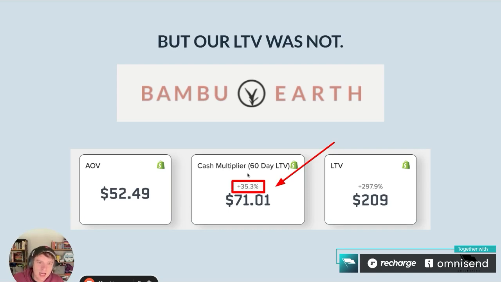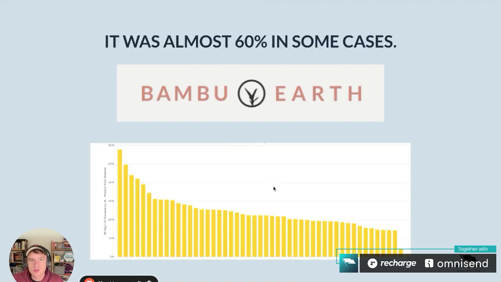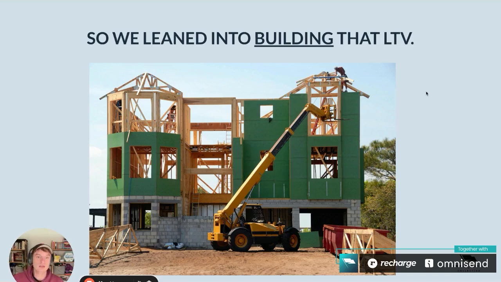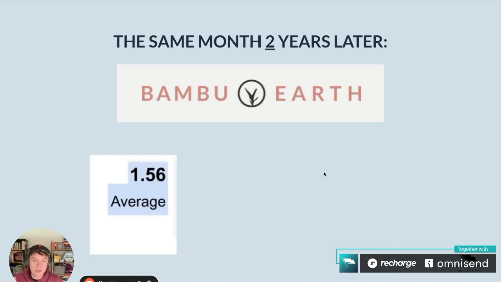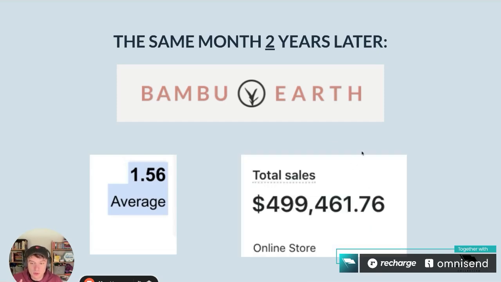And so after looking at that, we decided to lean into growing LTV more and more. And in this case, in some products cases, this is a breakdown by SKU. Some SKUs were almost 60% in terms of their LTV. So we leaned into building that LTV. And this is the same month. This is May, 2 years later, May of 2021. Our ROAS was now 1.56, so it was worse. But our total sales were almost $500,000 for that same month.